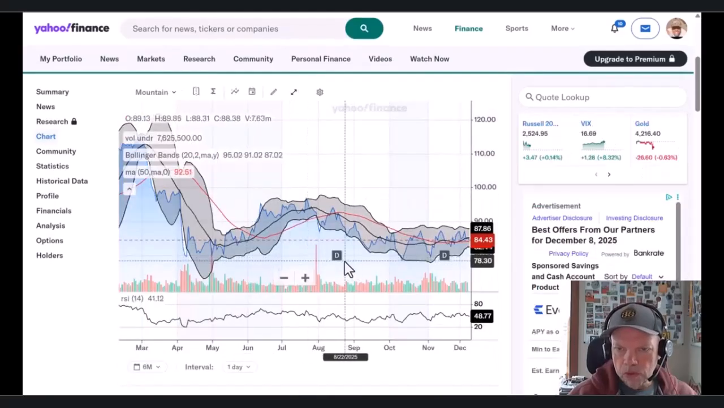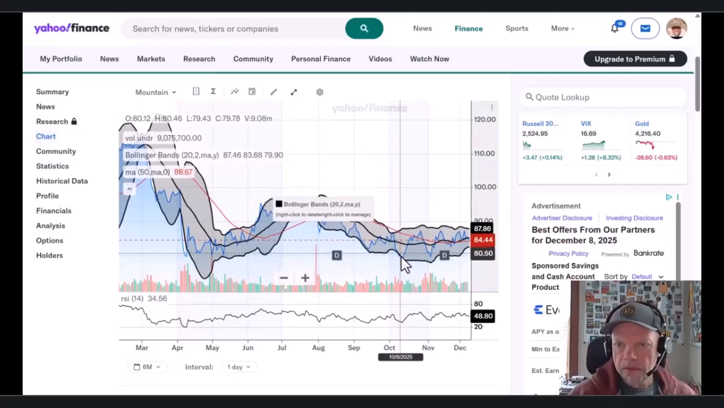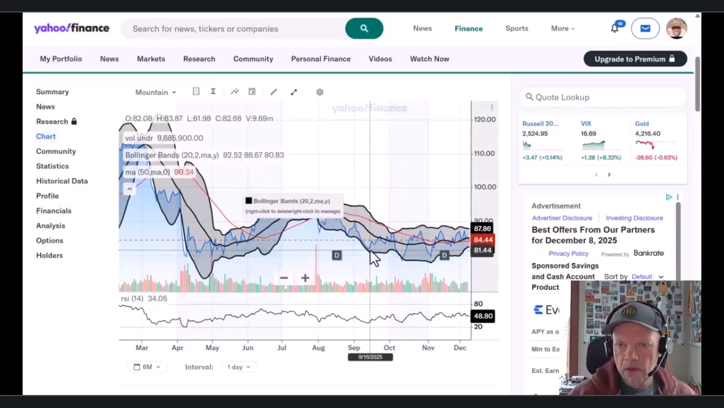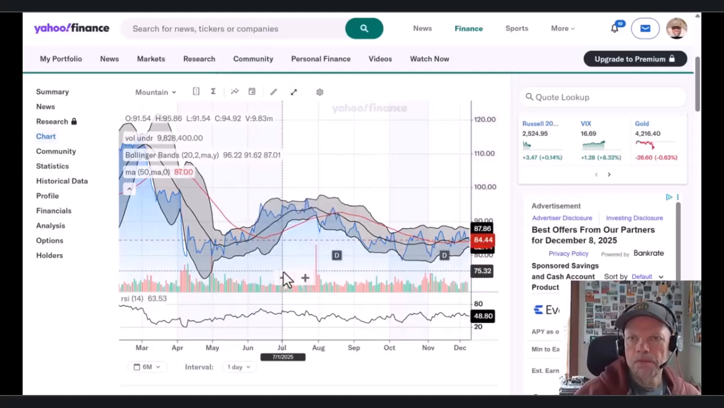So some of the lows recently, I'm looking at right here. So like 78, 79, over here is 81. So anyhow, that's what we're looking at.